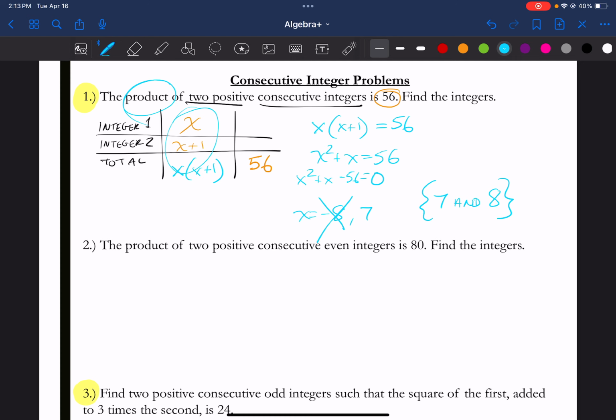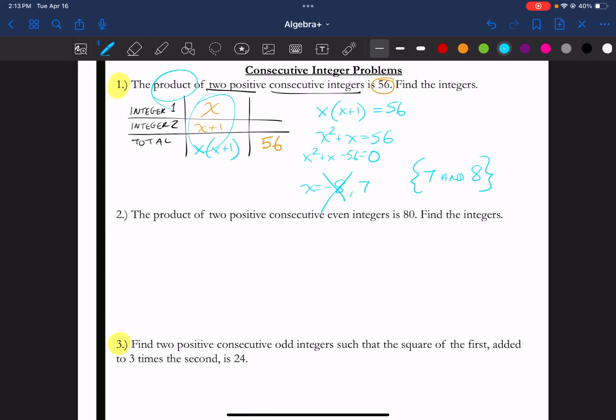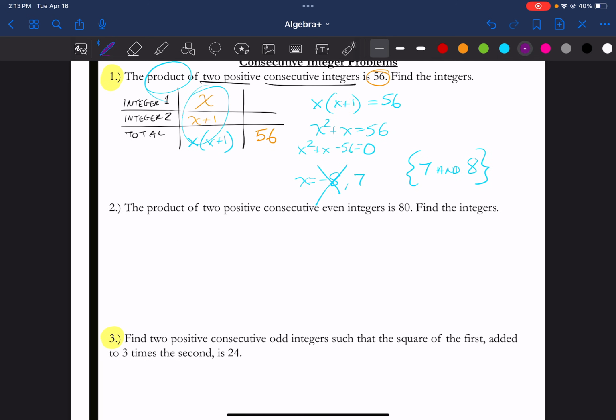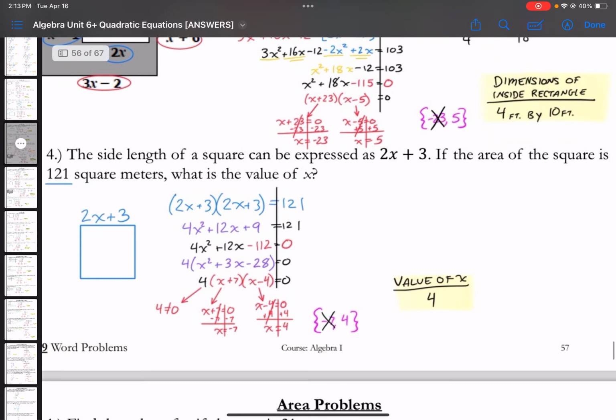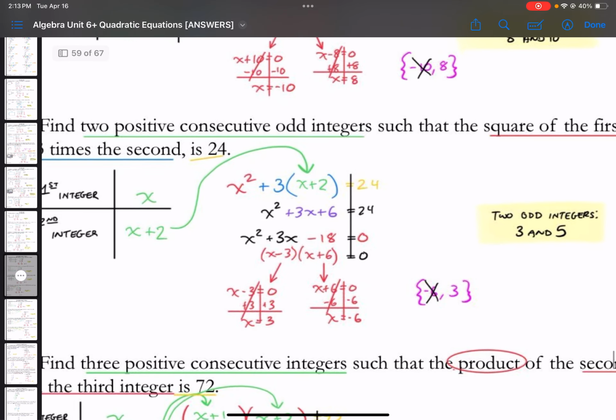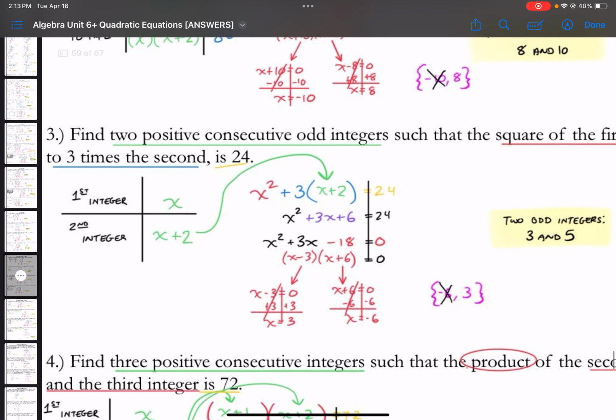Go ahead and try number 3. Now be careful, the wording for number 3 is different from what we just did. This says odd integers, right? So we're skipping one in between. Go ahead and try number 3, and I will display the answers. Pause the video here. And so the answer for number 3 you get is 3 and 5. You set it up this way. Check your work as you go about.